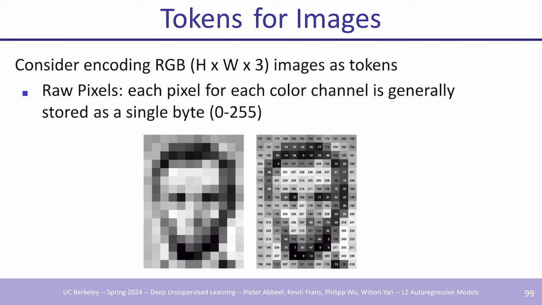So what Pieter mentioned earlier in this lecture was that the easiest way to tokenize is to just take the raw pixels. You consider each H by W by 3 for R, G, and B, and each of them is already stored as a byte on computers. So then you just model these images as H by W by 3, with a vocab size of 255. And then you just do prediction on that.